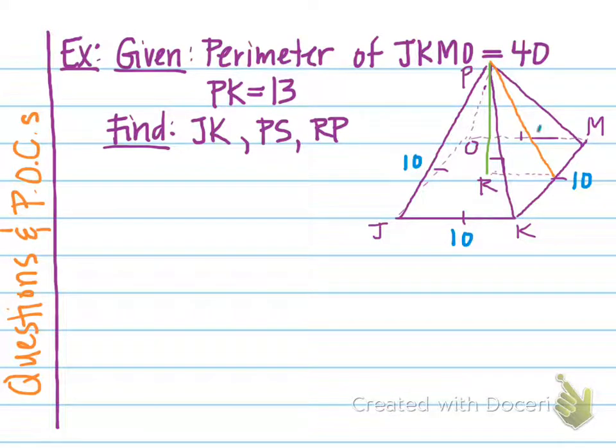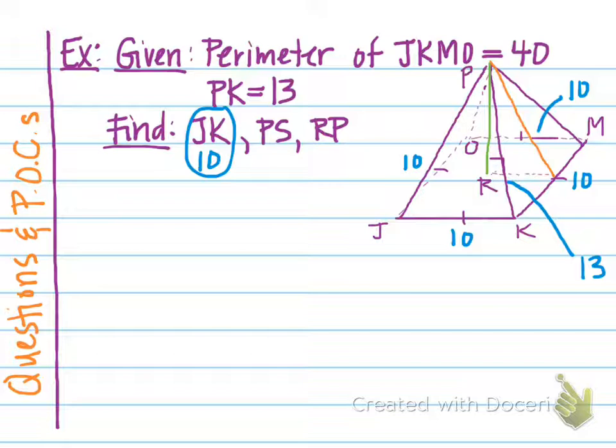And then this guy over here is 10. Okay. We also know that PK is 13. PK is one of the edges. I'm trying to think how we're gonna... That is 13. Okay. We're trying to find JK. Oh, JK is 10. We just found that. So there's one of the things we're supposed to find.